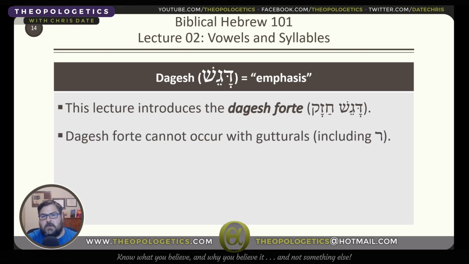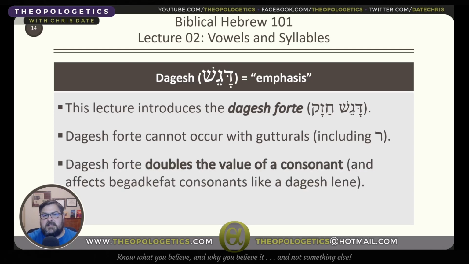The Dagesh forte cannot occur with gutturals, and that includes reish. Remember in Lecture 1 I explained that reish is not technically a guttural, but does often act like one, and that includes its inability to take a Dagesh forte. And what the Dagesh forte or Dagesh chazak does is it doubles the value of a consonant. And it affects Begadkefat consonants the same way that a Dagesh Lena does. But so here's an example.